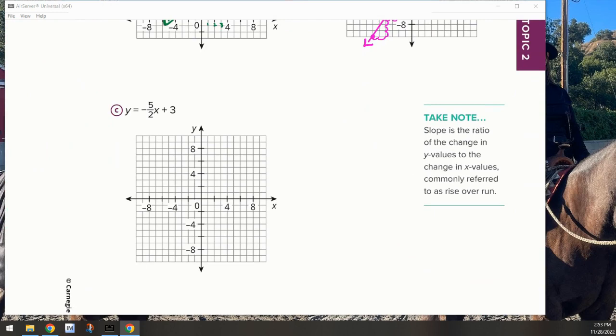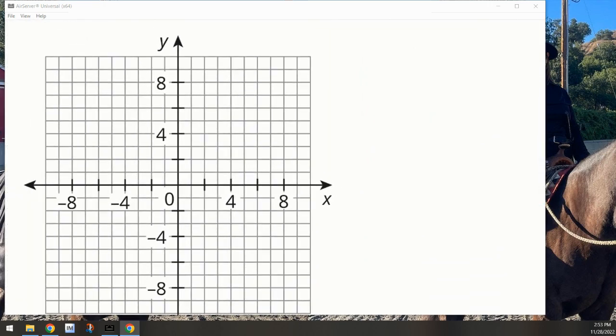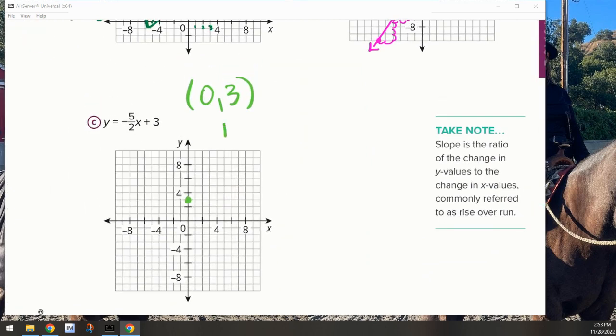So then I come down here. And this tells me that my y-intercept is 0, 3. Let's come down here. Those are going up by ones. Good. So this is 0, 3 right here. So we're going to plot that point. Then my slope on this, look at this, that has a negative. So this is going to be negative. It's going to go downwards.